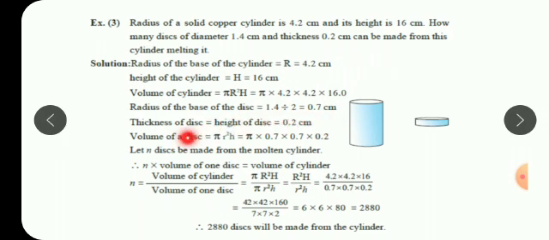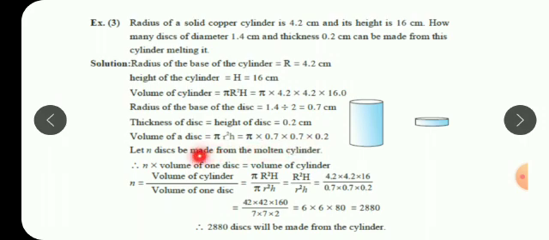And thickness of the disc means what? Height of the disc, that is equal to 0.2 centimeter. So now we know the height and we know the radius also. So let us use these two values in the formula. Volume of a disc is equal to pi r square h. So pi into r square is 0.7 into 0.7 into 0.2.